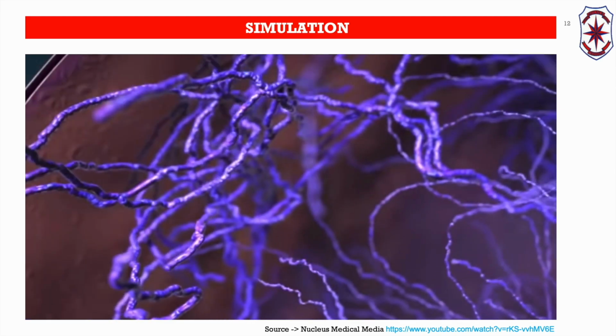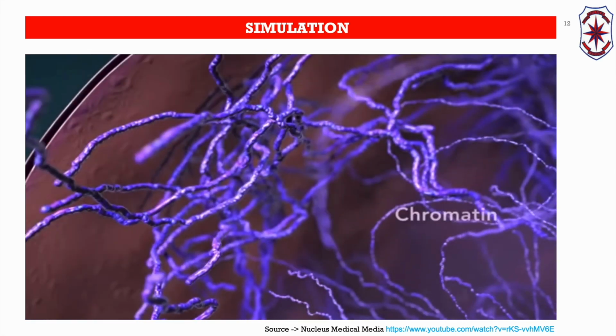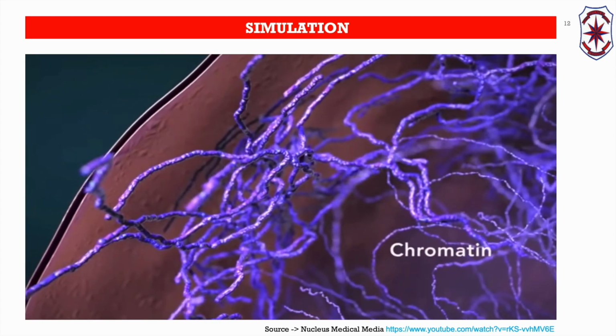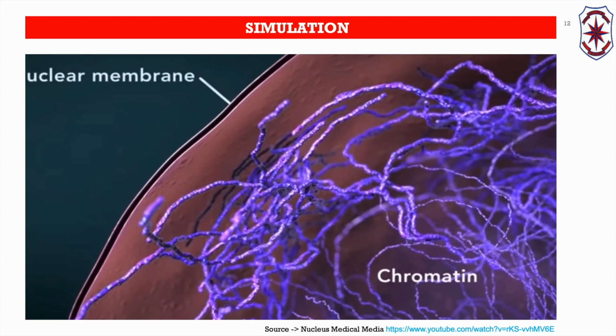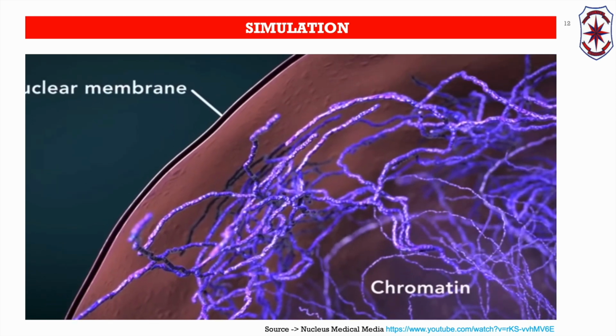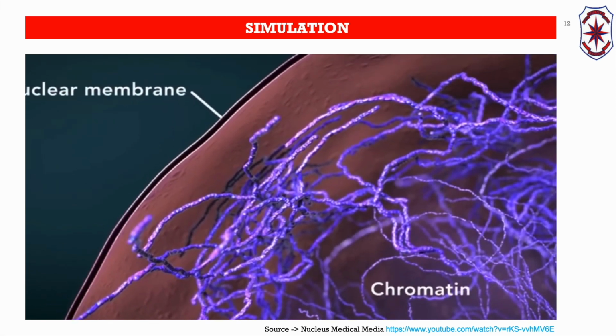Moving on. Now, the chromatin, we'll discuss this later on. The chromatin forms chromosomes when the cell starts to divide, but let's not discuss that for now. Let's focus on the structure of the nucleus itself.